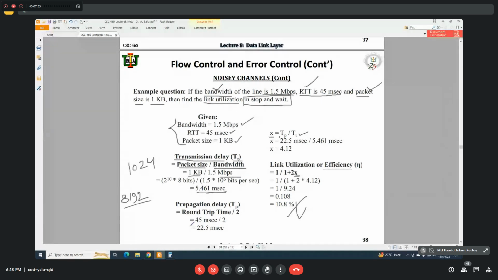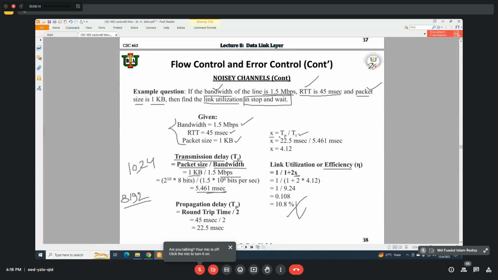So you are getting 2 to the power 10, what does it mean? You are making it kilobyte, right? 2 to the power 10 means 1024 bytes. So you have to make it bits, isn't it? Yes sir. That's why you multiply by 8. Do you understand? Yes sir.